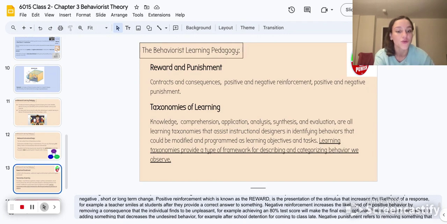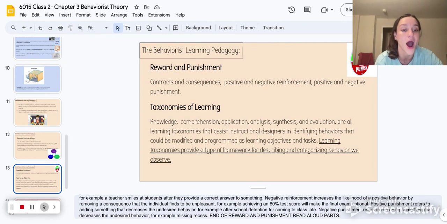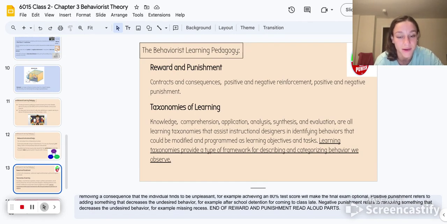Negative reinforcement increases the likelihood of a positive behavior by removing a consequence that the individual finds to be unpleasant. For example, this can be receiving an 80% test score that will make the final exam optional. So if they were to score an 80% on their test, then the final exam would be optional. Positive punishment refers to adding something that decreases the undesired behavior. For example, after-school detention for coming to class late. And negative punishment refers to removing something that decreases the undesired behavior. For example, this can be missing recess.